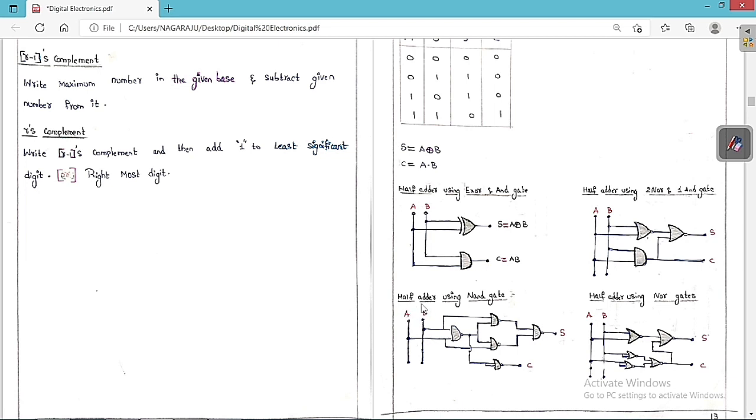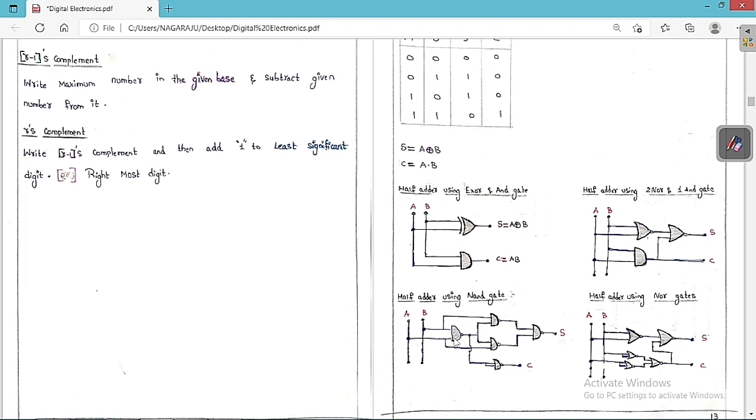Suppose you want to build the half adder using only NAND gates, then I already told you that for XOR we need 4 NAND gates. So if you want to build an XOR, we need 4 NAND gates. You can see this is A B, so this is a NAND gate. Here you are taking like this and here you are taking like this. So like this you have to see. This I already told you.